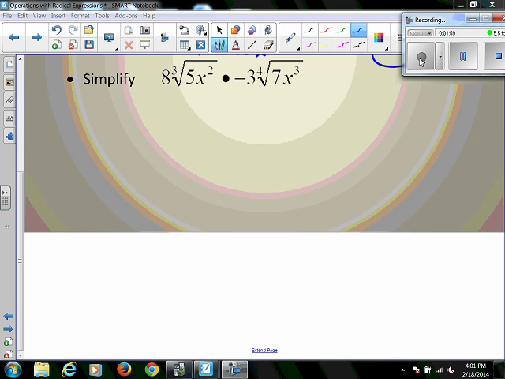Let's look at the next example. First thing we're going to do is we're multiplying, so the indexes have to be the same. Here the index is 3. Here it's 4. They're not the same, so we cannot do it. So we say cannot be simplified because the indexes are not the same.